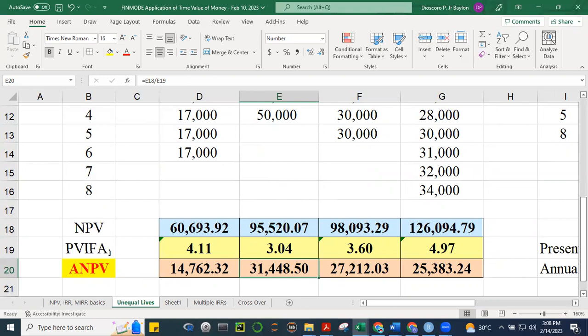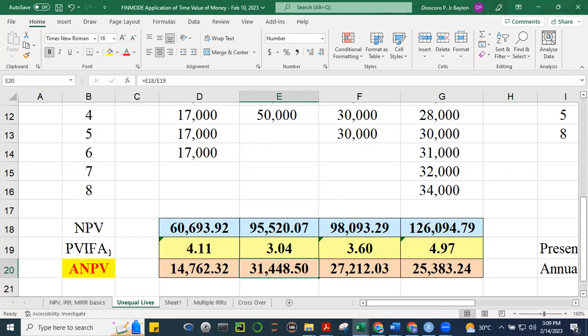Any clarifications? So this will appear in your exams. No? I'm going to give you, for example, different projects. They have different lives. How do you determine which project is the best? Of course, if these projects were mutually independent, all will be okay. If these projects were independent, then all of them will be okay because they all have the positive net present value.